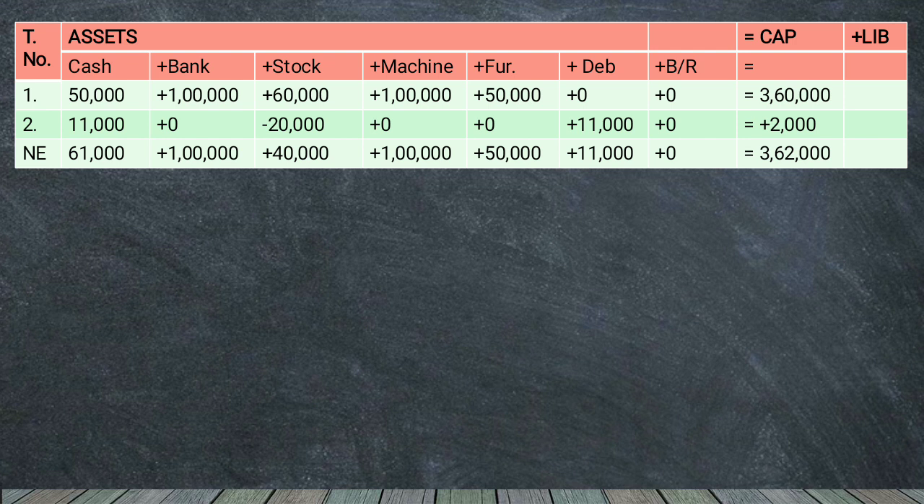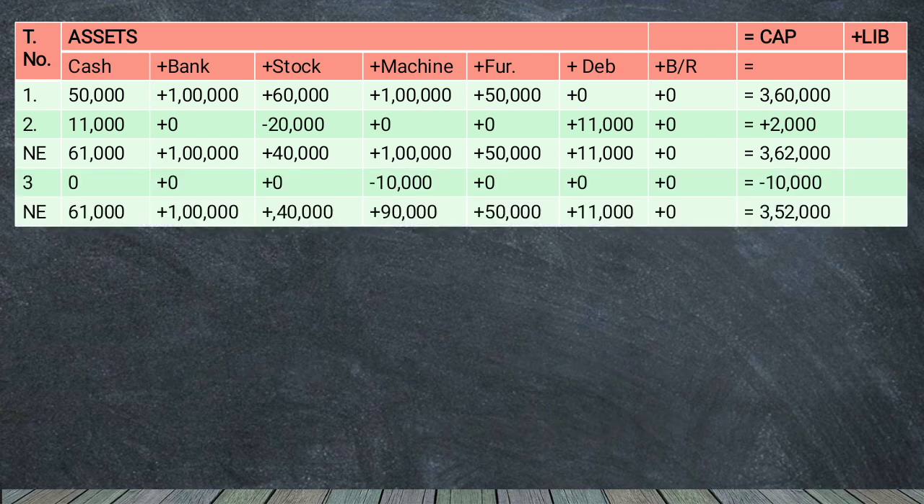And on the capital side, we have increased our capital just because of profit, by rupees 2,000. So revised capital will be 3,62,000. Okay, so that was transaction number 1 and transaction number 2. After these two transactions, we have written our new equations. Let's discuss transaction number 3 and its equation.